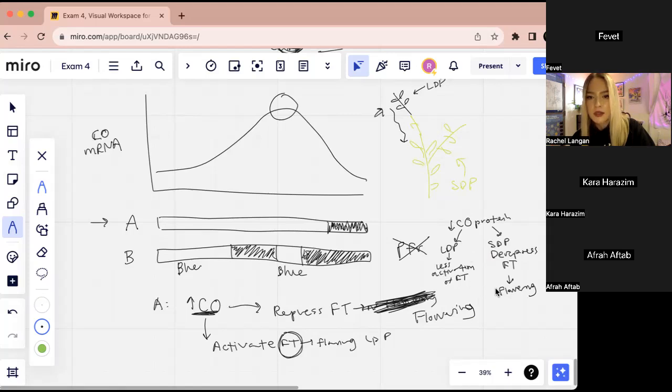But you would still get flowering because we had some FT made over here. So the long day plant would still flower. Yeah, question?